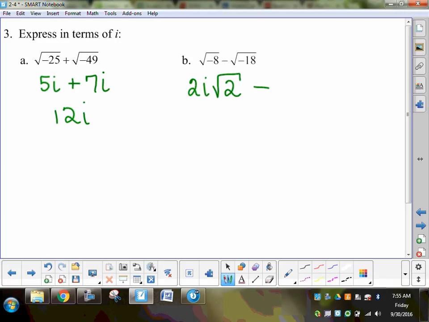What's the square root of 18 going to simplify to? Hands up, please, if you can tell me that. The square root of positive 18. 3 root 2, and then negative 18 would be 3i root 2. So now let's go across. Do I have like radicals? Absolutely. So what do I get when I subtract these? Trevor, what do you think? You get negative 1i root 2. There you go.